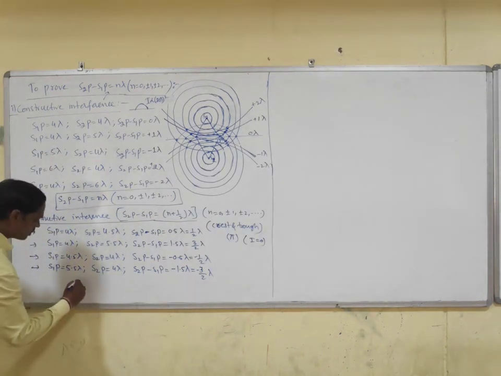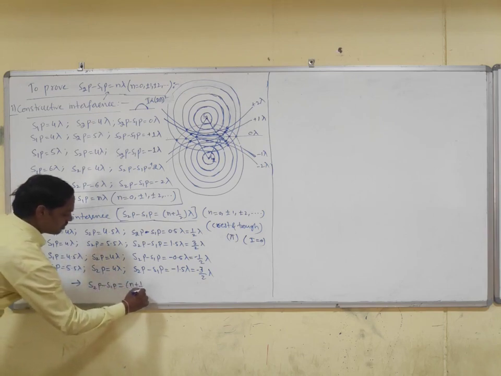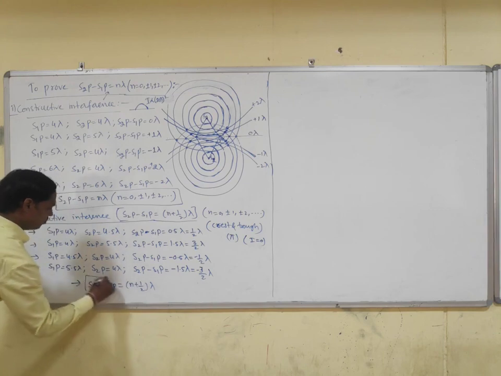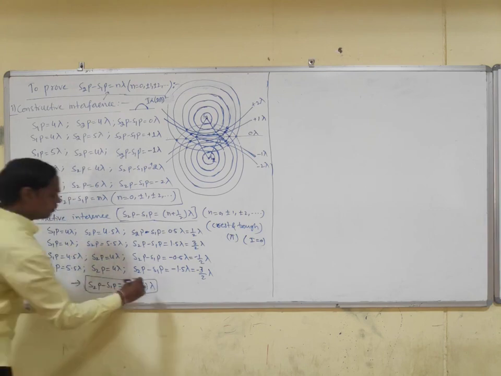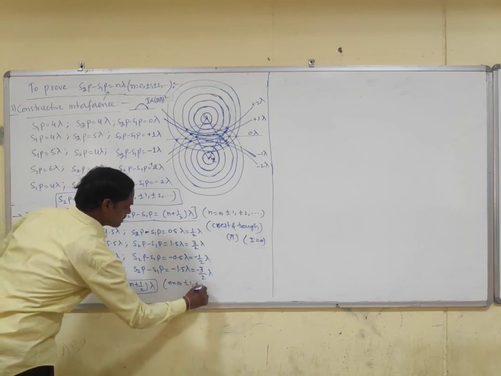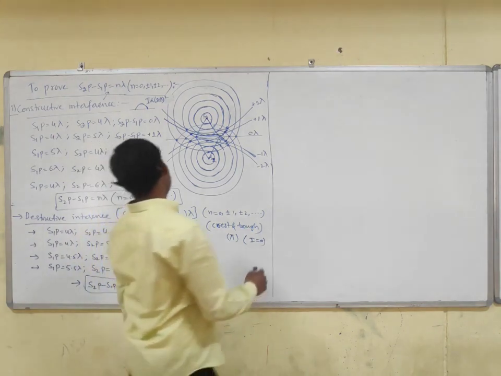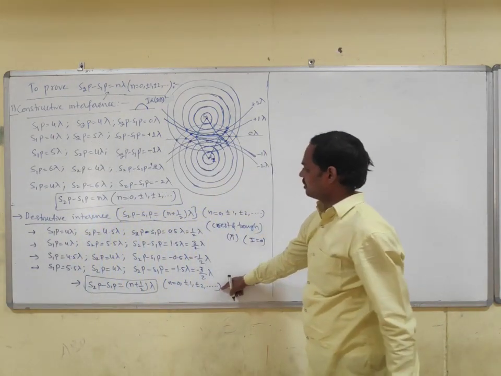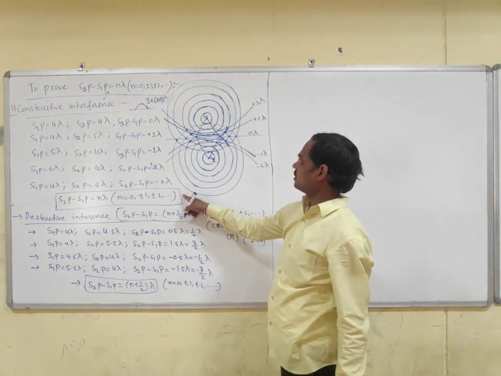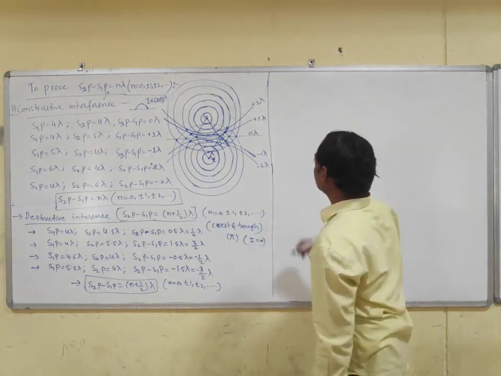So the destructive interference condition is S2P minus S1P is equal to n plus half lambda, where n will be 0, plus or minus 1, plus or minus 2, and so on. This is a condition for completely destructive interference, and this is a condition for completely constructive interference.